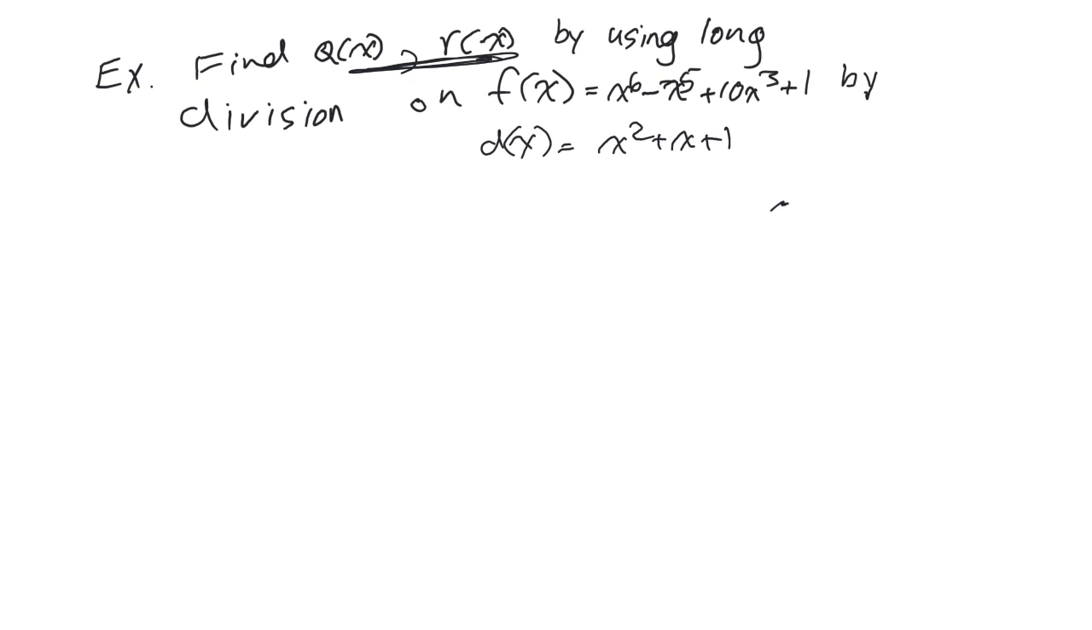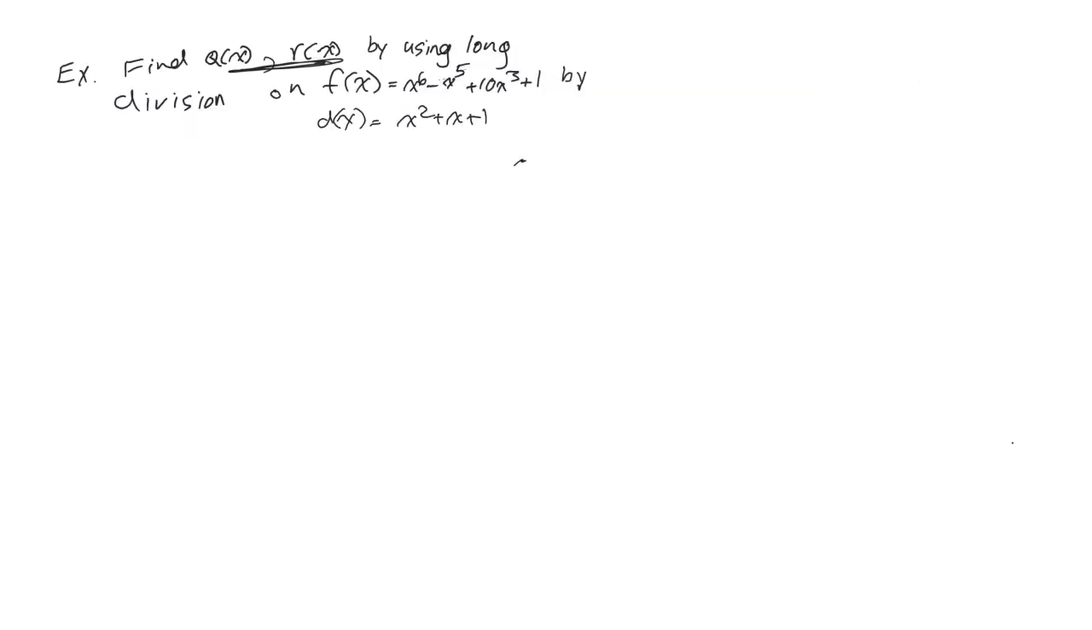We've got x to the 6th minus x to the 5 plus 10x cubed plus 1, and we're going to divide it by the divisor function, x squared plus x plus 1. Now, here's how you set this up.